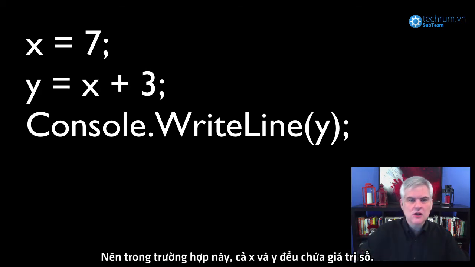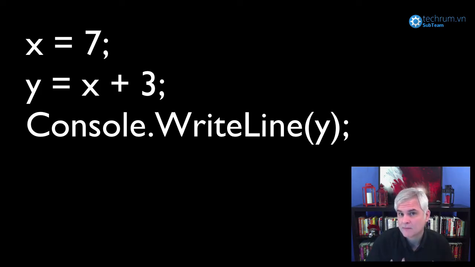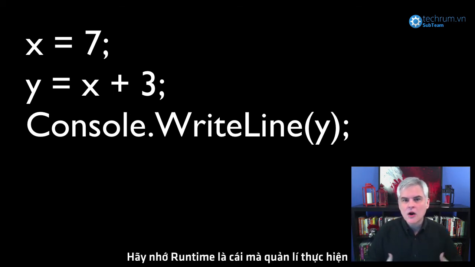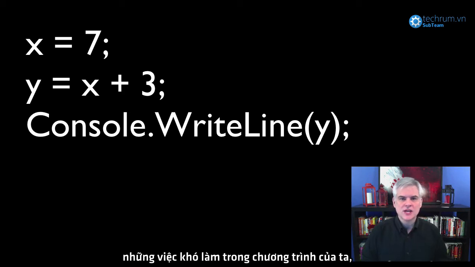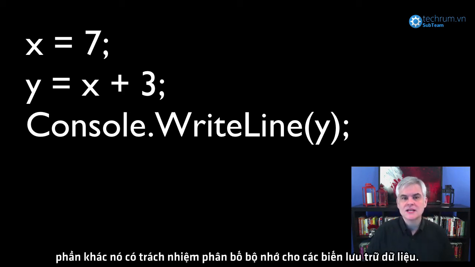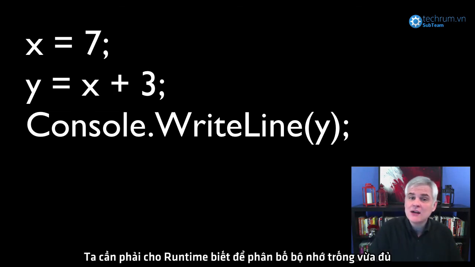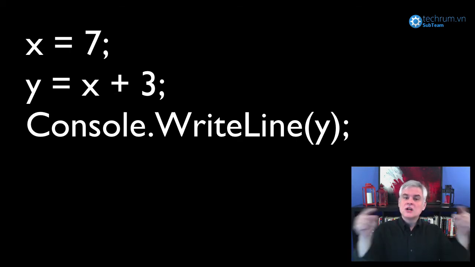So in the case of this little code snippet on screen right now, we would expect both x and y to hold numeric values. Now we know that, but we have to use C# to express that to the .NET Framework runtime. So remember, the runtime is what does the hard work of managing the execution of our application. And part of its responsibilities is to allocate memory for our variables that will hold data. So here we have two data items, x and y. And we have to tell the runtime to allocate some space in memory sufficiently large enough to hold numeric data like that.